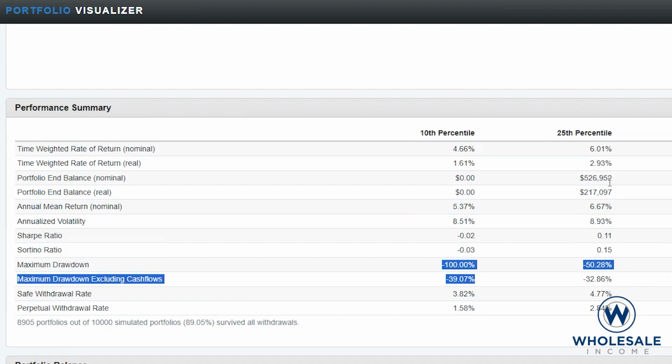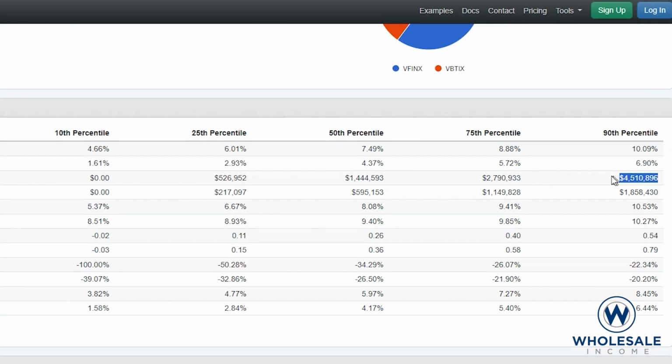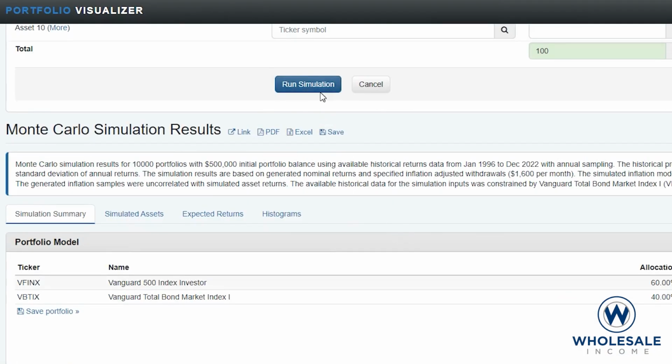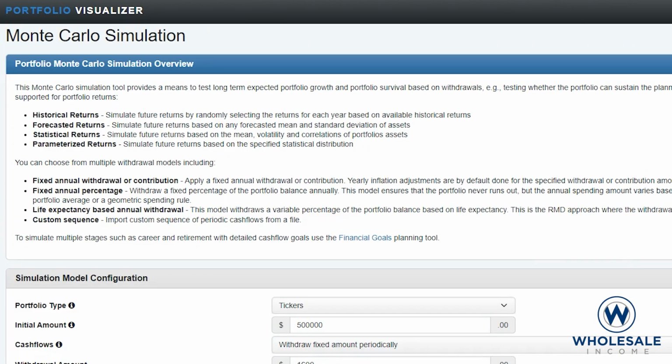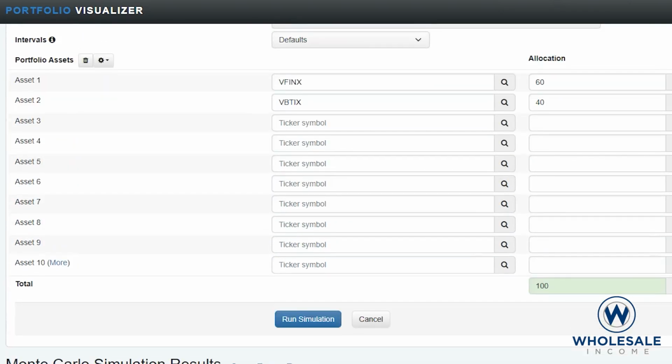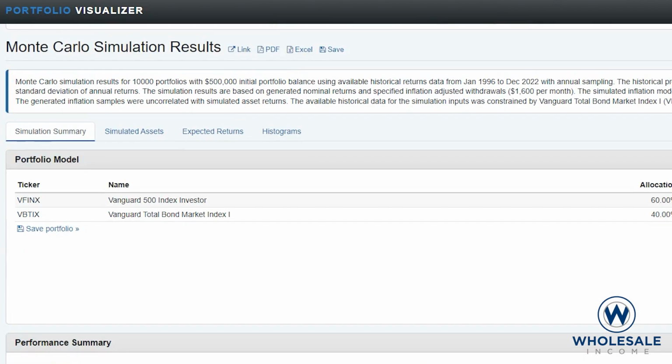In the middle section, you've got 200,000 or 500,000 left over at the end of your run. And in the best case scenario, you got 4.5 million left over. So for this purpose, we're going to just use this number here. Now, every time you run this illustration, that number is going to be a little bit different because it's assuming different time periods and different events using historical data.